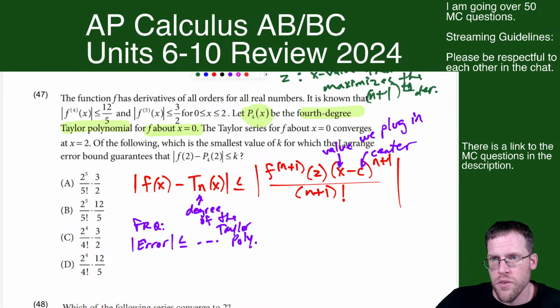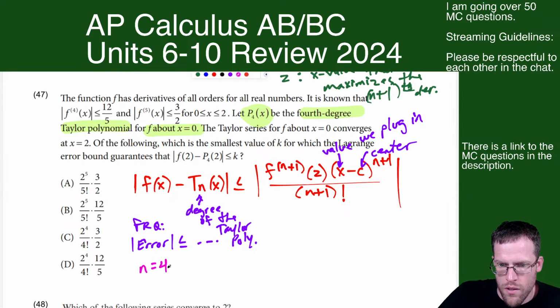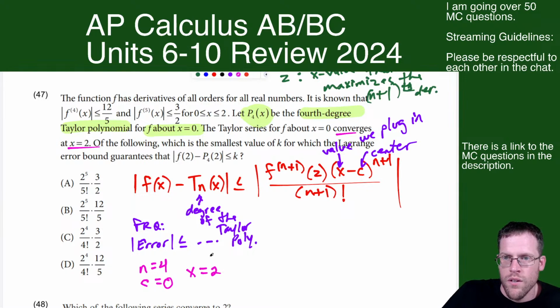So they just told us a few things here. They just told us n is equal to 4 and the center is at 0. The Taylor series for f about x equals 0 converges at x equals 2. So this is our x value, x equals 2. Of the following, which is the smallest value of k for which the Lagrange error bound guarantees this?